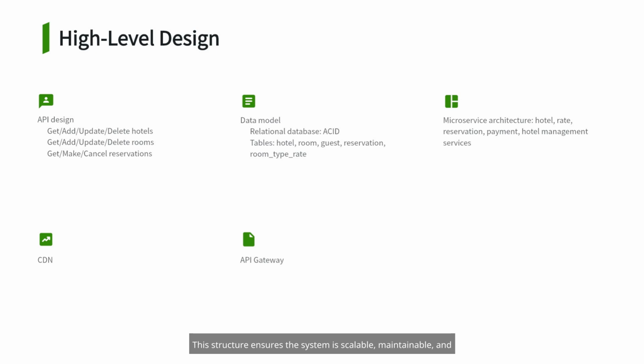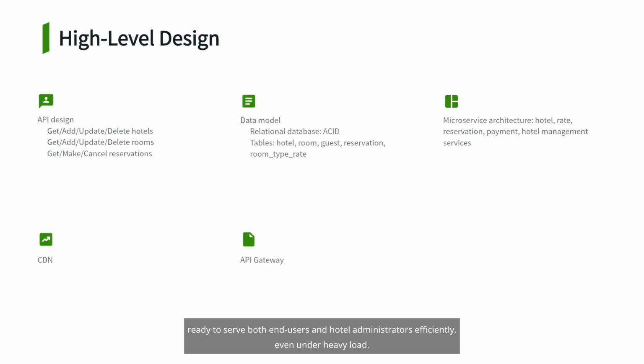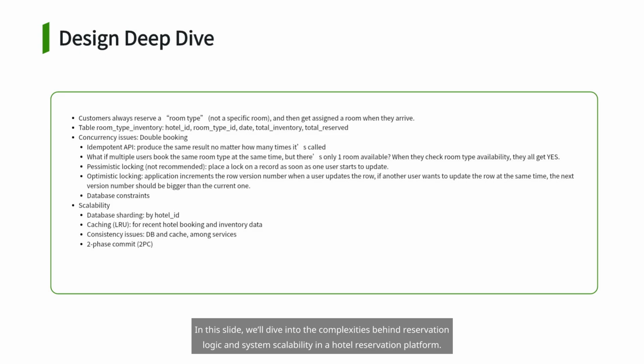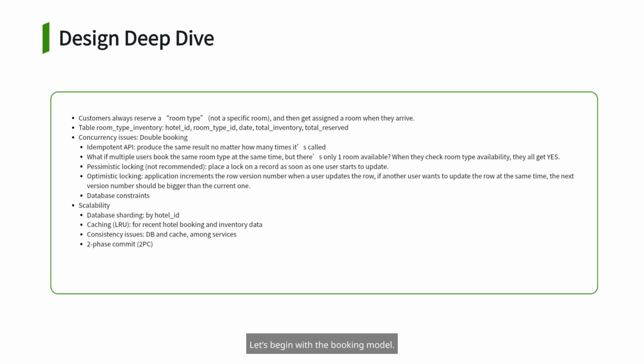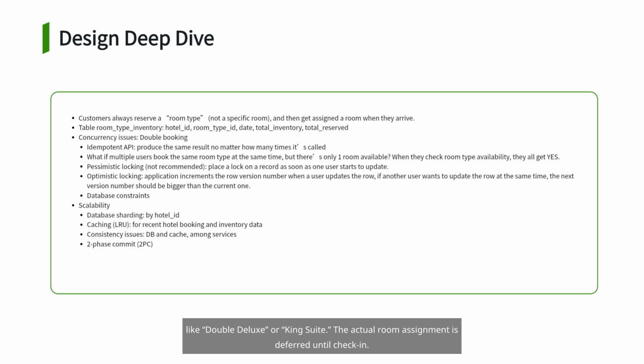This structure ensures the system is scalable, maintainable, and ready to serve both end users and hotel administrators efficiently, even under heavy load. In this slide, we'll dive into the complexities behind reservation logic and system scalability in a hotel reservation platform. Let's begin with the booking model. Guests don't reserve a specific room. Instead, they book a room type like Double Deluxe or King Suite. The actual room assignment is deferred until check-in.